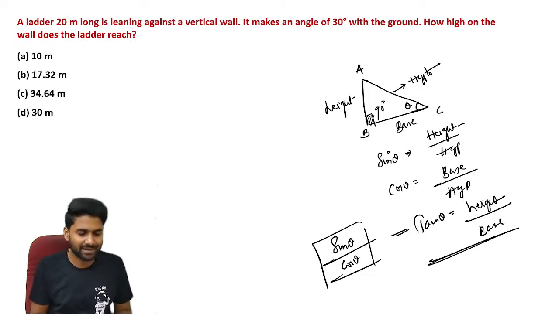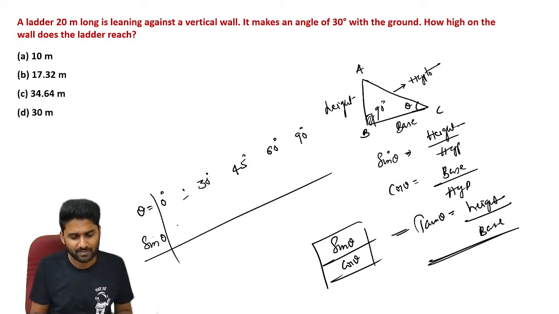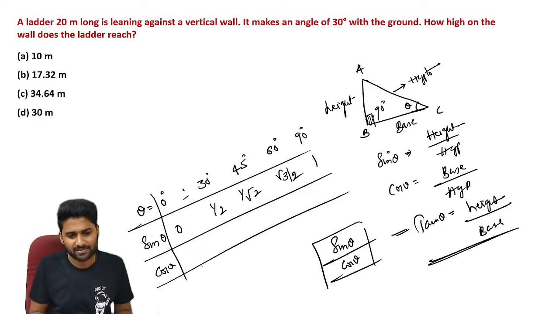And let's check with the angles also. Theta can be 0 degrees, 30 degrees, 45 degrees, 60 degrees, 90 degrees. So sine 0 is 0, then 1 by 2, 1 by root 2, root 3 by 2, 1. If you want cos angles guys, just reverse it: 1, root 3 by 2, 1 by root 2, 1 by 2 and 0.